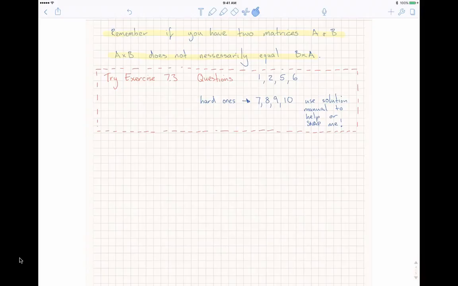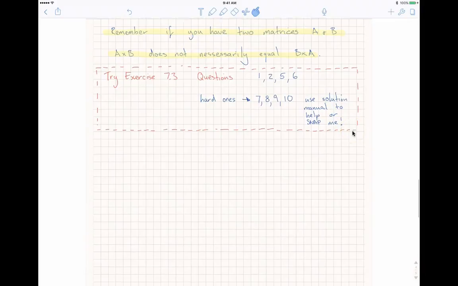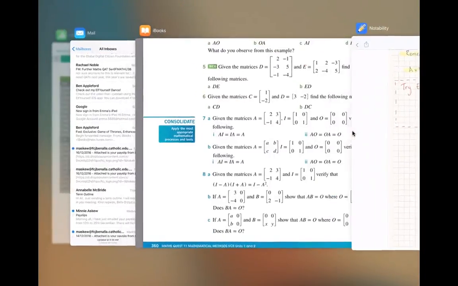So now for the fun bit, I would like you to try exercise 7.3. I'd really like you to try questions 1 to 5 and 6. And if you feel like a challenge, try a few harder ones, which are 7, 8, 9, and 10. Don't be afraid to use a solution manual to help, or snap me, of course, if you get stuck, preferably after Christmas. I'll show you what they look like.